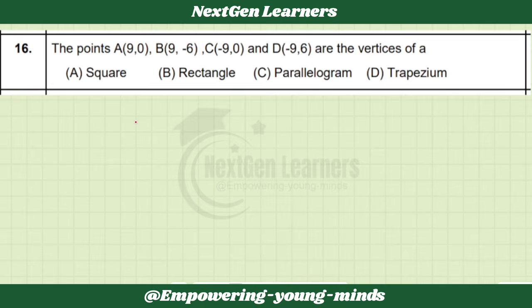Points A (9, 0), B (9, minus 6), C (minus 9, 0), and D (minus 9, 6). Basically 4 points are given to us, and they are the vertices of a square, rectangle, parallelogram or trapezium.